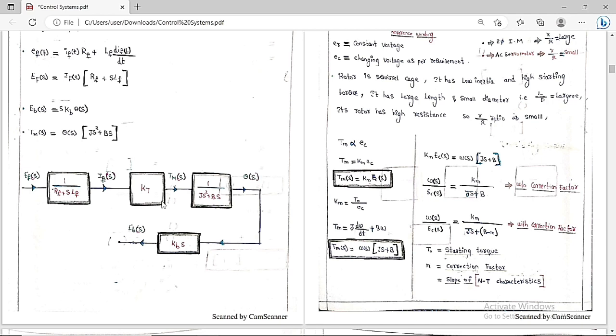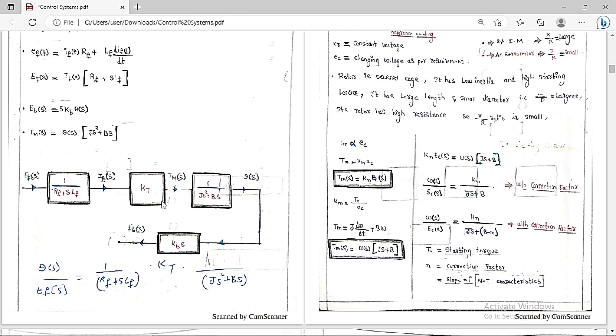So here I am going to write theta of S by EF of S. What is the overall gain? The overall gain is just multiplying all these things, which is 1 by (RF plus S into LF) into KT into 1 by (J into S square plus Vs). If you multiply all these things, we are going to get the overall transfer function.